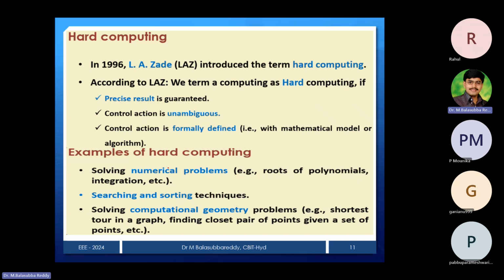Other examples are searching and sorting techniques, and computational geometry problems, for example, the shortest tour in a graph. Suppose there is a geographical area and we need to visit four places. Normally you need to cover all four places, but while you are moving, suppose Ocean Park is one of the areas, and somewhere else, maybe Tank Bund, is another area like that.